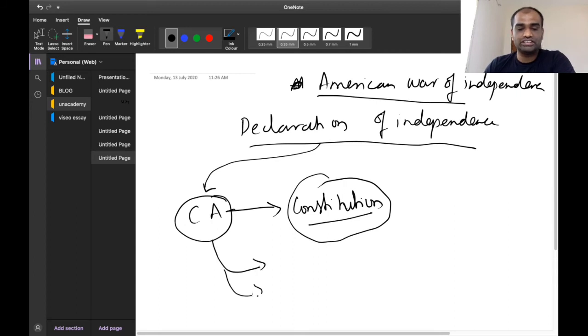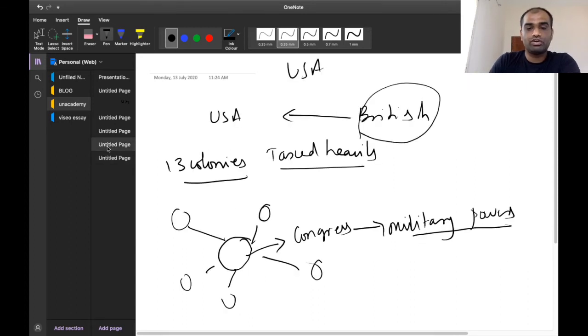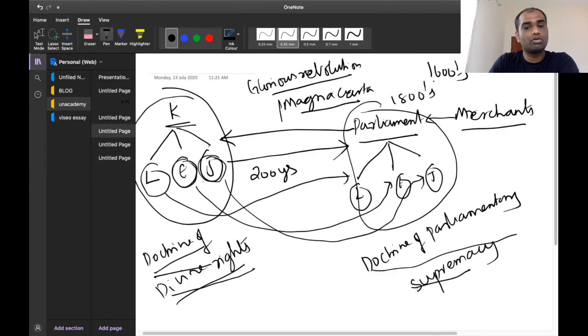wanted to ensure three things in mind. They didn't want to follow the parliamentary type of government because, even though a parliamentary government is democratic in nature, still Parliament is more powerful. Clear? They wanted to curtail the powers of Parliament.